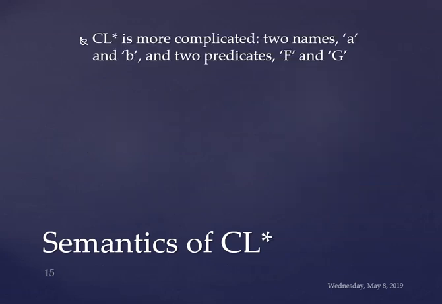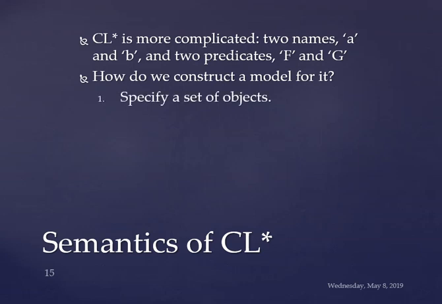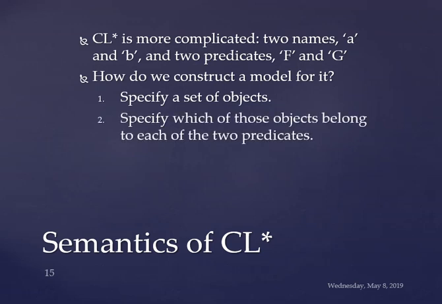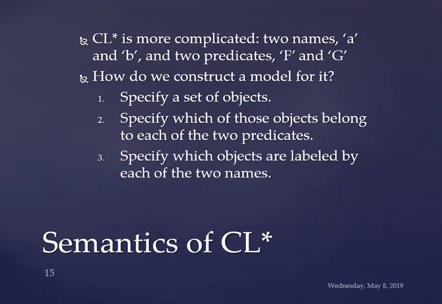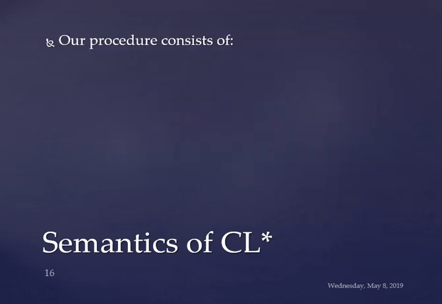CL star is a bit more complicated. Here we have two names, A and B, and two predicates, F and G. Now, how do we construct a model for those? The answer goes like this. What we have to do is specify a set of objects. That's the first thing. Then we specify which of those objects belong to each of the two predicates. So you have your objects, and then you tell us what objects belong to the two predicates. Then you specify which of the objects are labeled by each of your two names.